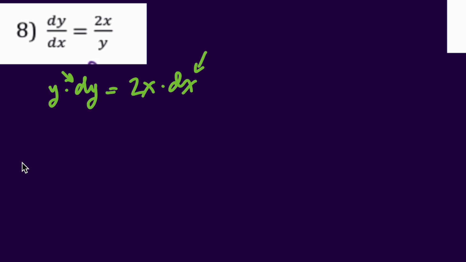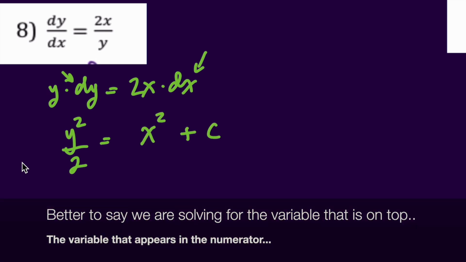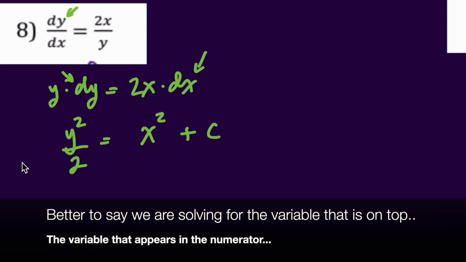So here we're next going to integrate both sides, and when we do that, on the left, we're going to get y squared over 2 equals x squared plus c. Now, whenever the y is on top, that's what we're going to be solving for. So let's solve for y.